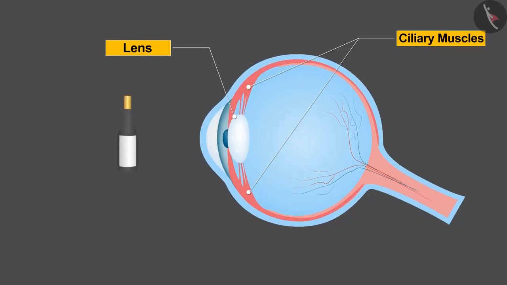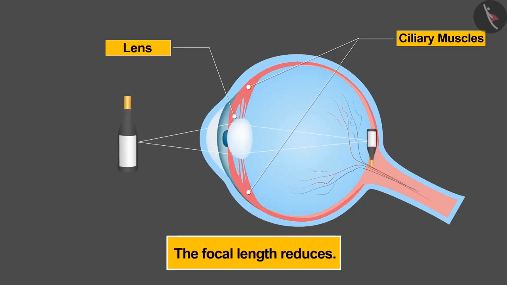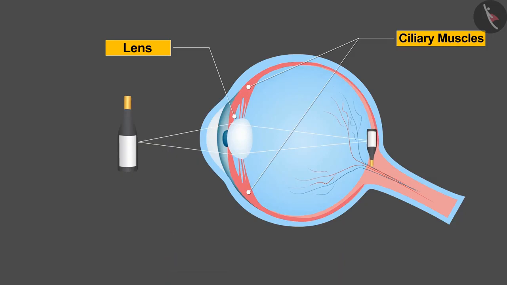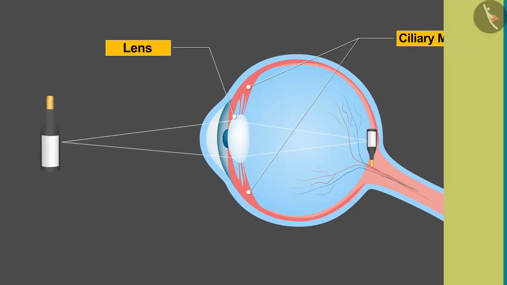In order to see a nearby object, the ciliary muscles contract, then the lens becomes thicker and the focal length reduces, and we are able to see the nearby objects comfortably. In the second case, the ciliary muscles get relaxed, which makes the lens thinner and the focal length increases, which helps us to see the distant objects clearly.